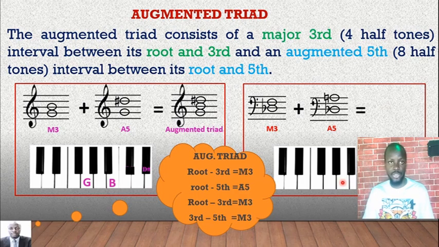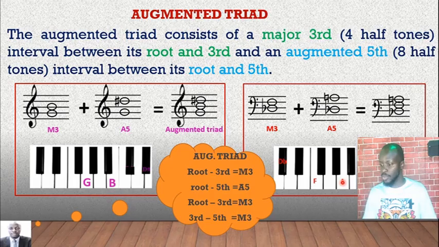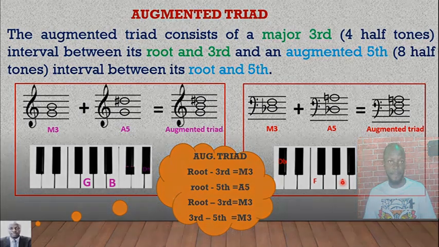So when you add this all up together, then you have your augmented triad as this: D flat, F, and A. Right. Alright. From the root to the third is a major third, and from the third to the fifth is another major third. So a stack of major thirds is an augmented triad. So that is an augmented triad, right?